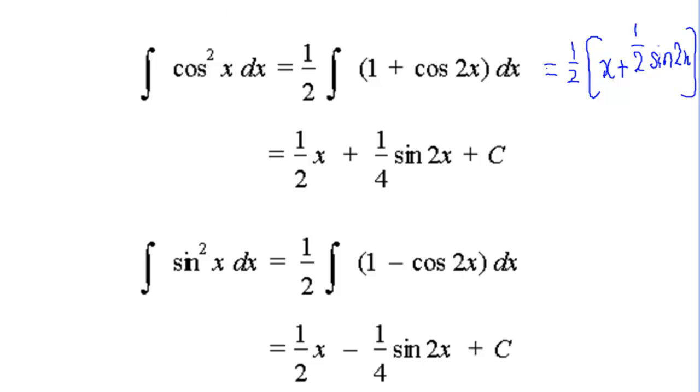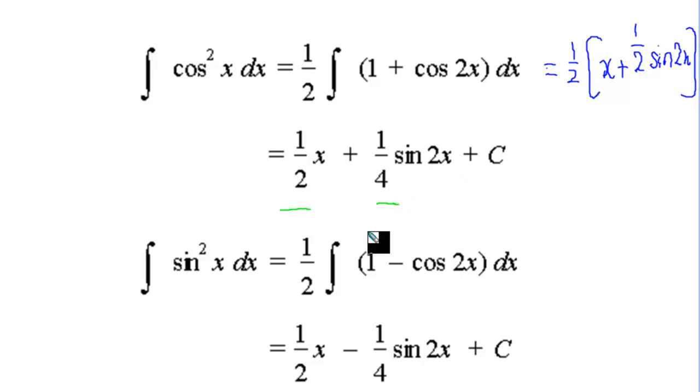If we have a look at the integration of cos squared x, we change it and do the integration there. The half can come out the front. We integrate the 1, which becomes x. Integrating cos 2x becomes a half sine 2x. Multiplying through by the half, we get a half x and a quarter of sine 2x plus our constant of integration.